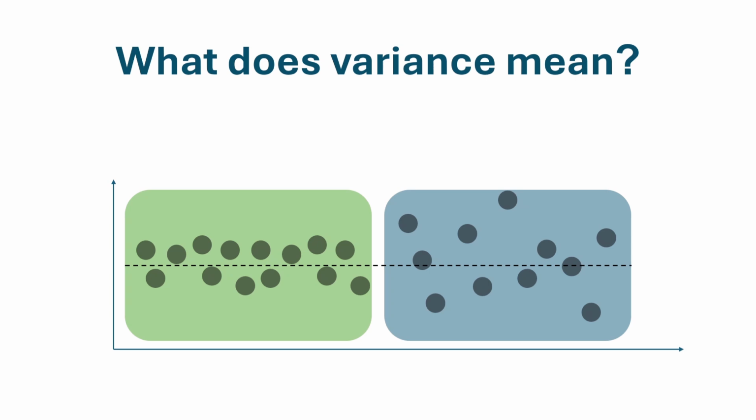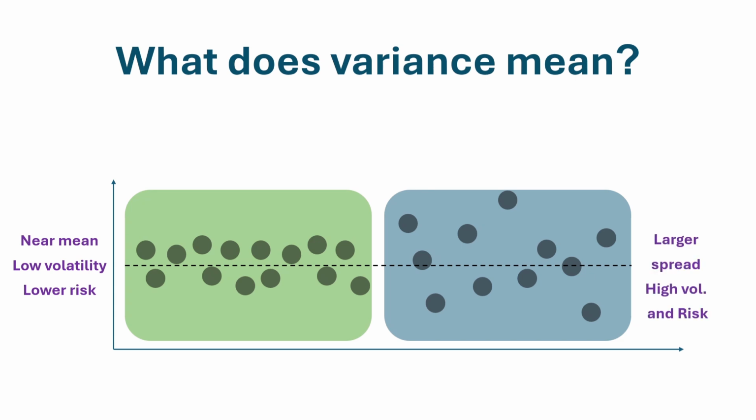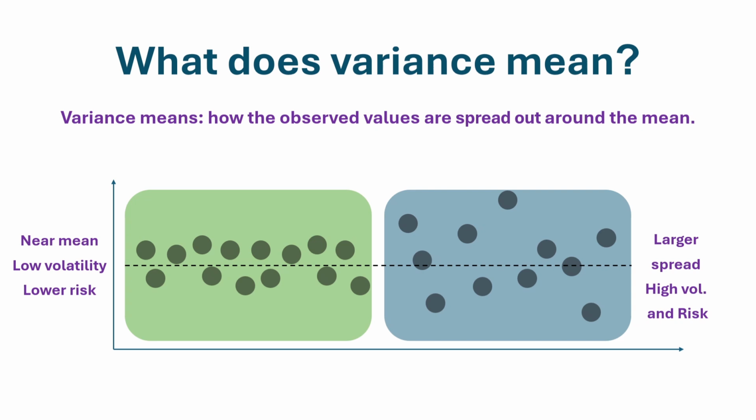Look at these two shapes. On the left, the dots are very close to the mean. That means this stock's behavior does not move far from its mean. This is low volatility, meaning lower risk. But on the right, the dots have larger spread. The return is sometimes very high and sometimes very low. This means high volatility, meaning higher risk. So in very simple terms, variance says how spread out returns are around the mean. The greater this spread is, the less predictable the results are and the higher the risk becomes.